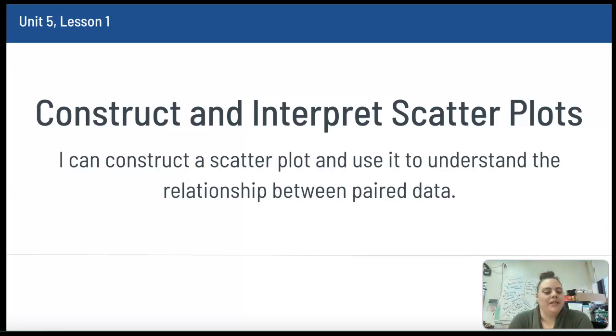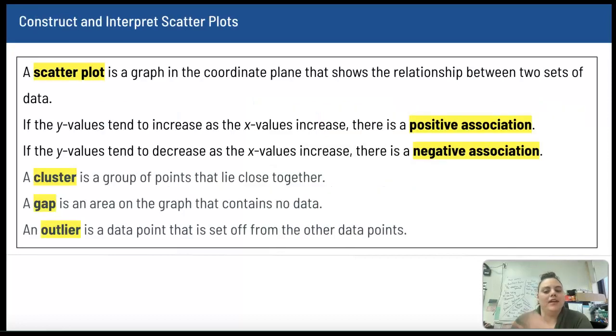Hey y'all, in this lesson we are going to be looking at constructing and interpreting scatter plots. So we want to be able to construct a scatter plot, and use it to understand the relationship between the data represented. We've got some vocabulary words for you to fill in.